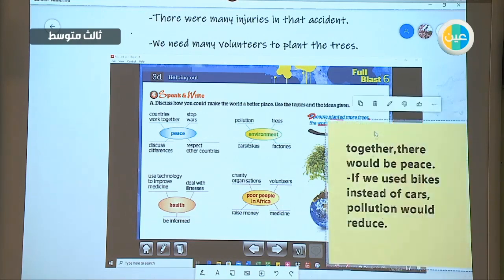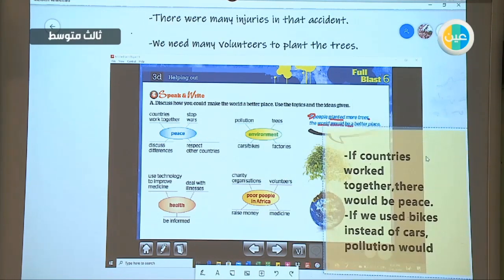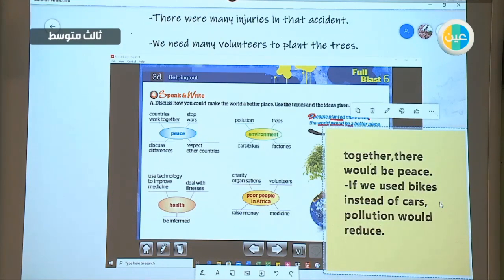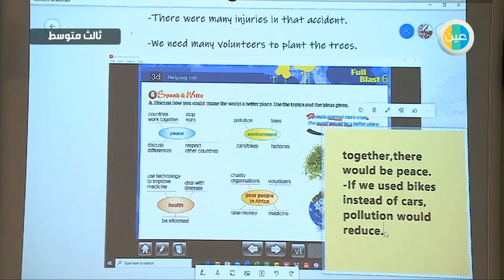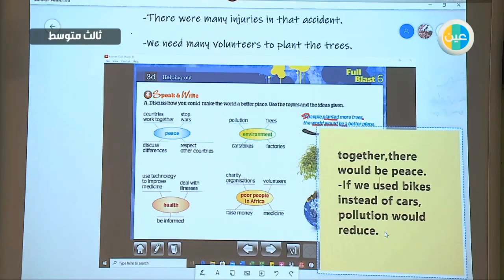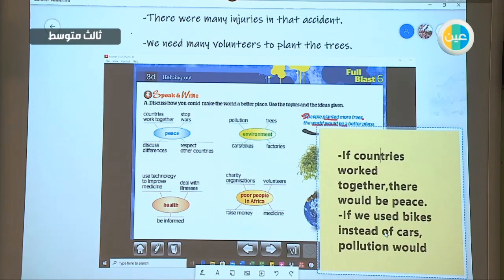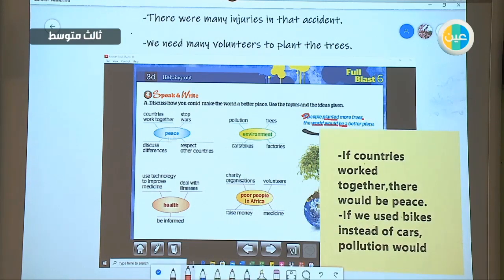Let's say, for example, if countries work together, there would be peace. So, what did I do here? I used the idea "countries work together." I put it in a sentence.